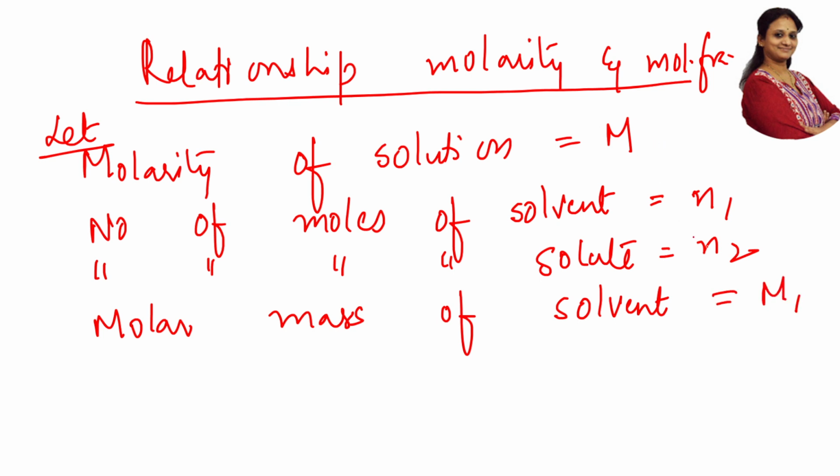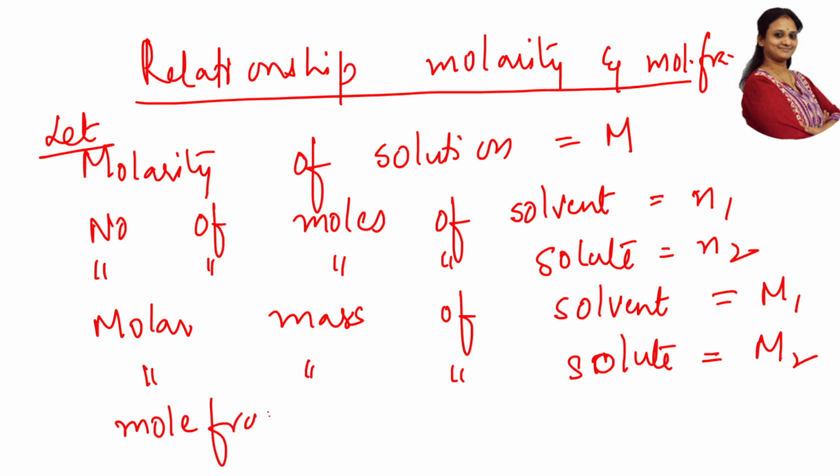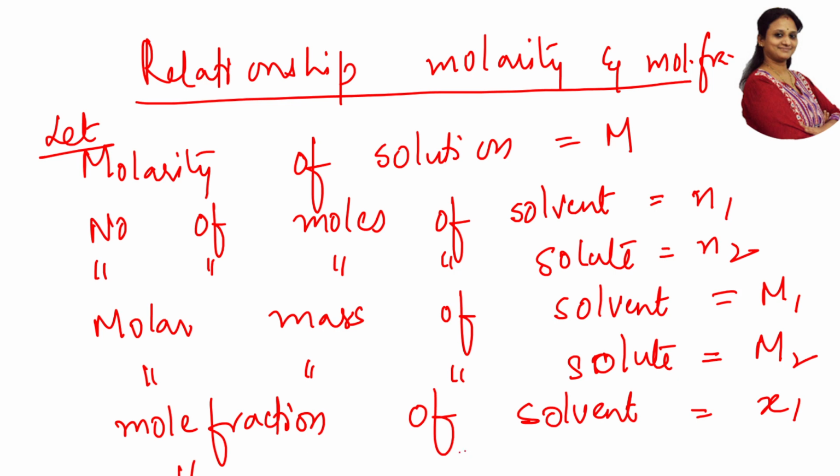This is for solution. This is for solvent. Then molar mass of solute. Let us write that for solute. How do you represent? Represent it by M2. Are all over? No, something else is there. Mole fraction is there because we are relating, right? So mole fraction of solvent. How do you denote mole fraction of solvent? You denote by x1. Same, mole fraction of solute. How do you denote mole fraction of solute? It is denoted by x2. Finish. All are over. Everything we have written.